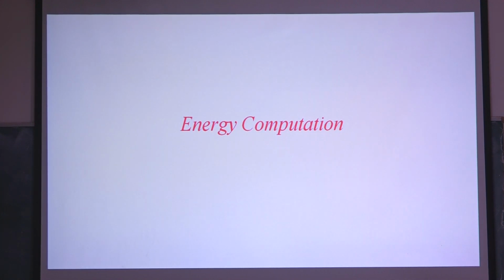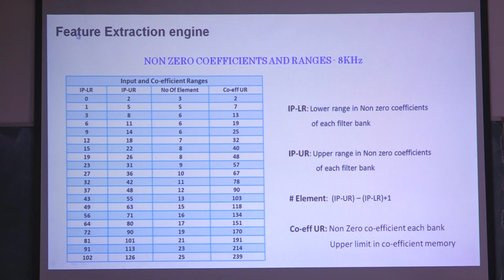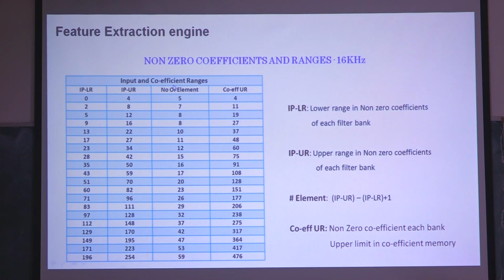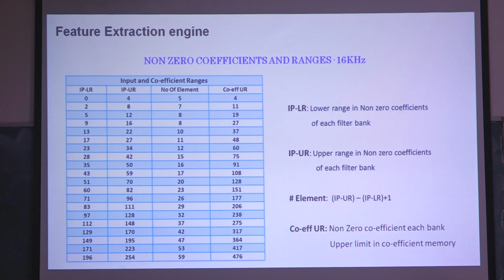So for the S of n calculation, whatever the FFT coefficients are there, with that coefficient, we need to read the Mel bank values. As we discussed before, the non-zero coefficients for 8 kilohertz and 16 kilohertz are mentioned in the feature extraction engine and input coefficient ranges as a table. If we observe here, we have 240 samples as non-zero coefficients for 8 kilohertz and 477 samples in 16 kilohertz. So still we need to reduce this.